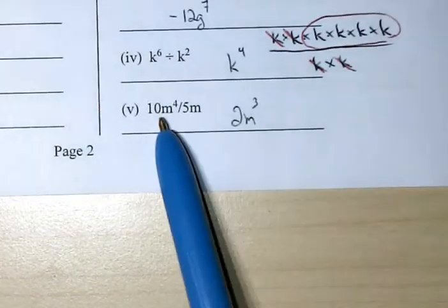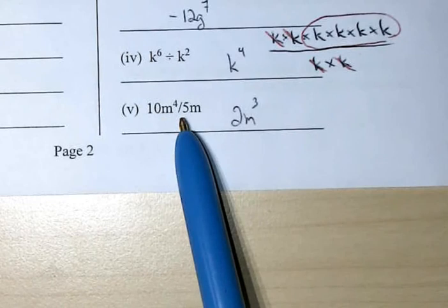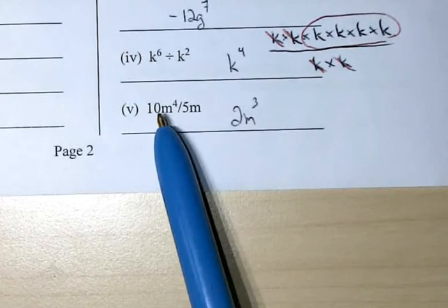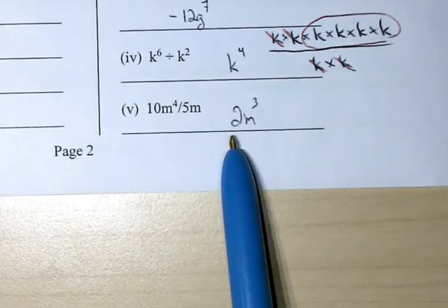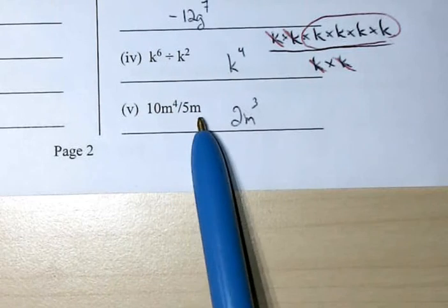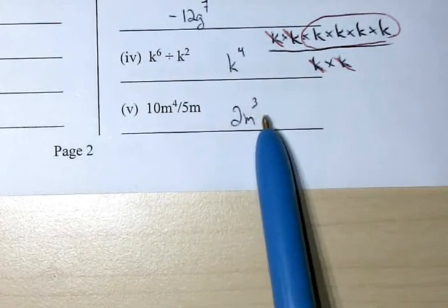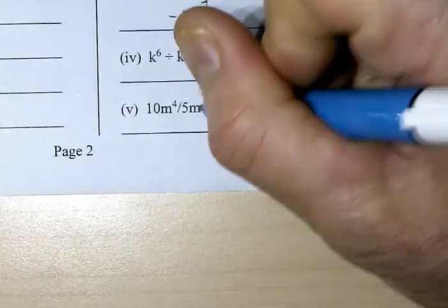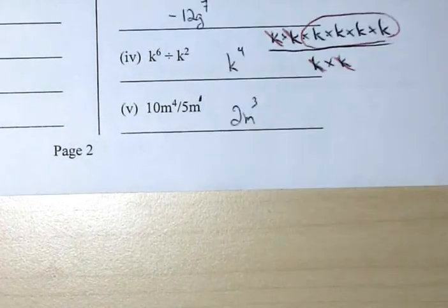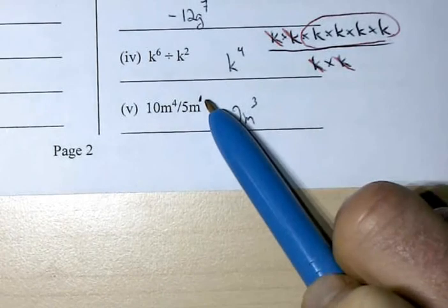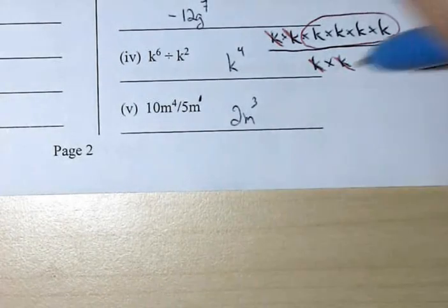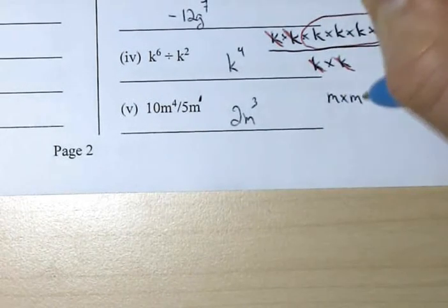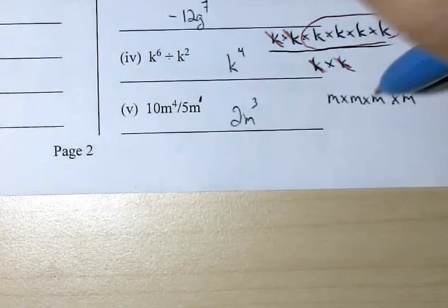Next, 10m to the 4th divided by 5m. 10 divided by 5 gives the 2. And m to the 4th divided by m is m to the 3rd. Even though there's no 1 written there, it's understood that it is m to the 1st power. Writing it out long way, m times m times m times m.